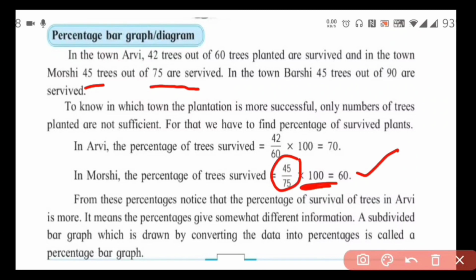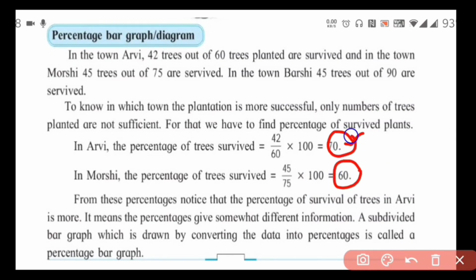So from this percentage, notice that the percentage of surviving trees in Arvi is more. We get in Arvi 70% of trees, and in Morshi 60% of trees survived. So the percentage of trees which survived in Arvi is 70%, and in Morshi it is only 60%. So it means that the percentage gives somewhat different information.